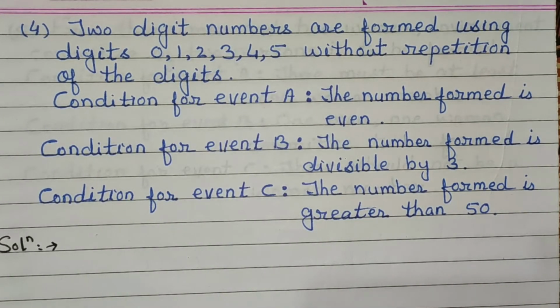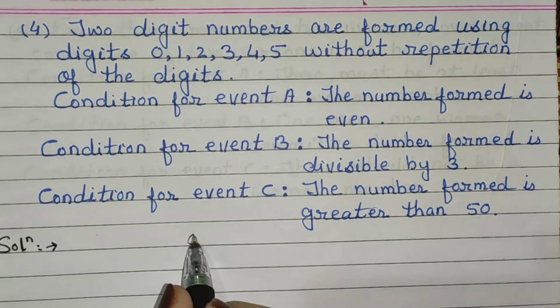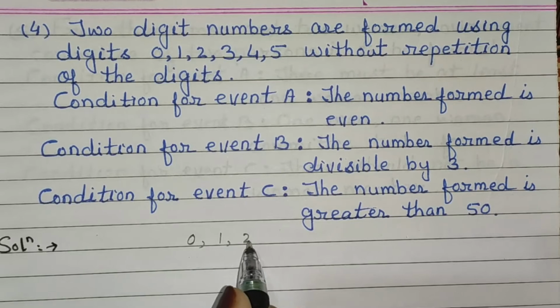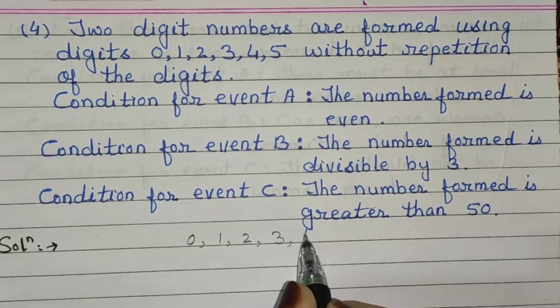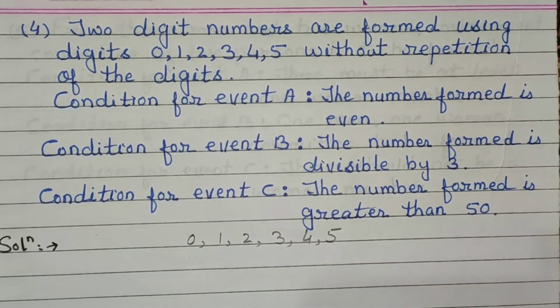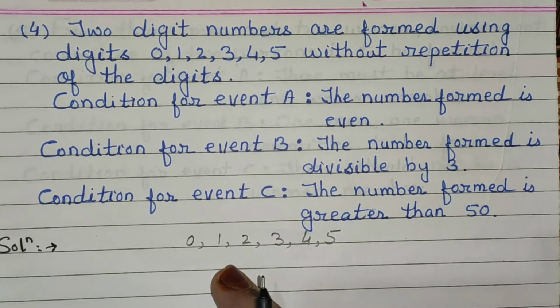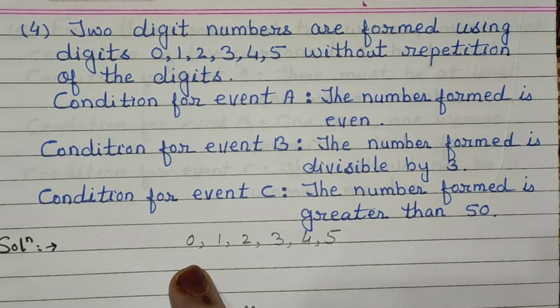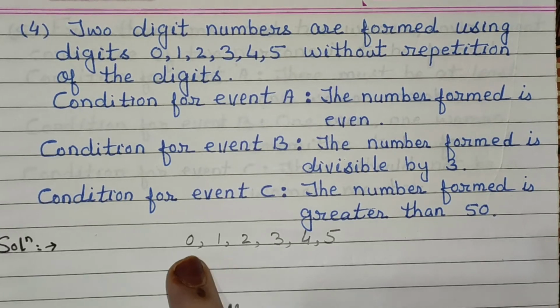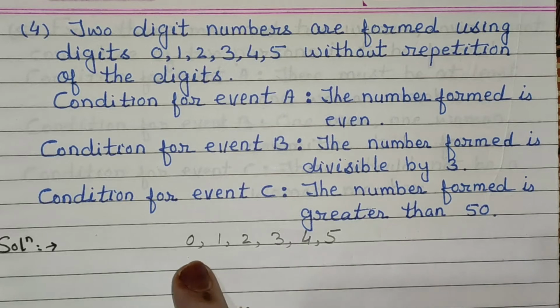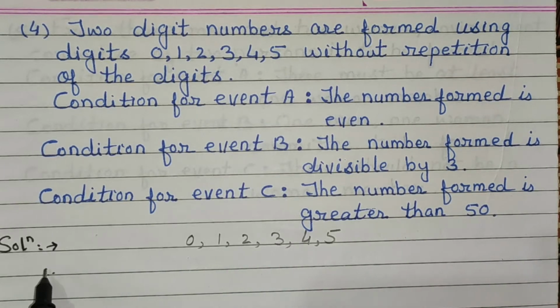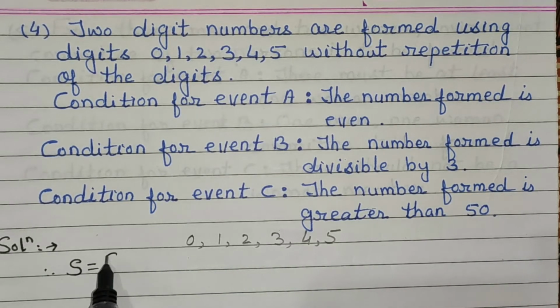2-digit numbers are formed using 0, 1, 2, 3, 4 and 5 without repetition of the digits. Now we know that in 2-digit numbers 0 cannot be at the tens place. Therefore, we cannot write here 01, 02, 03, 04 or 05. Therefore, write down the sample space here.